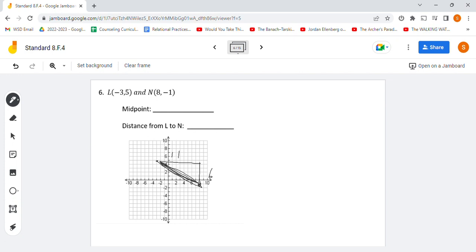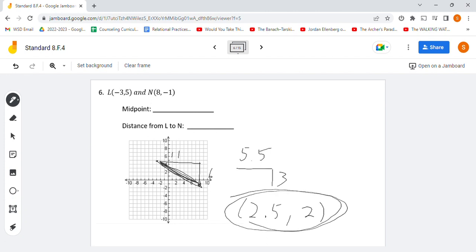So when we're cutting that in half, we're going to end up going over by 5.5 spaces, and we're going to go down by 3. If we go over by 5.5, that puts us at a total of 2.5 for our x. And if we go down by 3, that puts us at a value of 2 for our y. So that is our midpoint at 2.5 and 2.